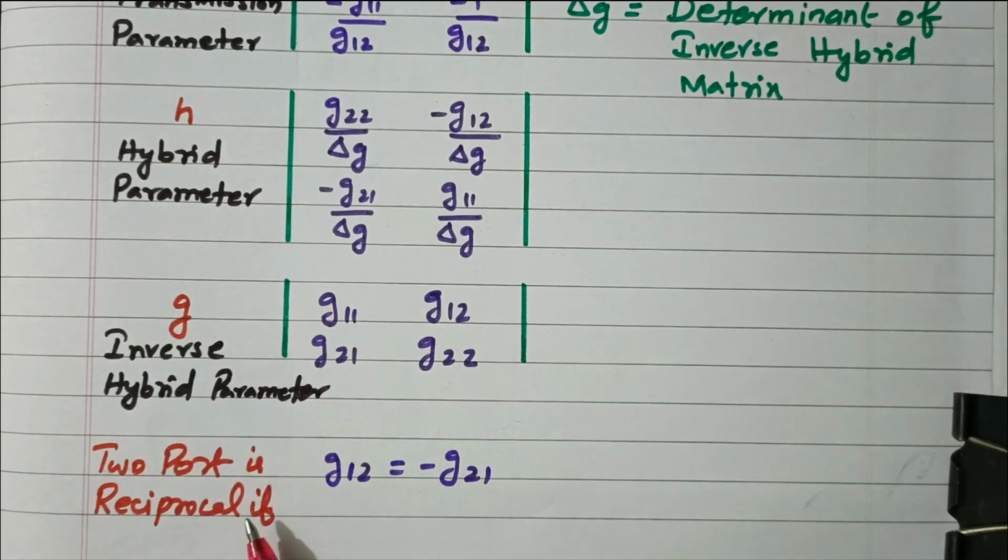Then what is the condition for reciprocal? If the two-port network is reciprocal, what is the condition? G12 equal to minus G21. This is the condition. If it holds, then the network is called reciprocal.